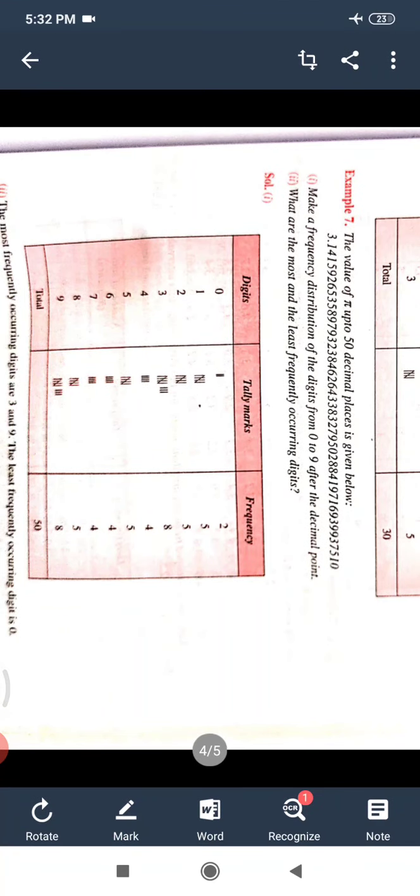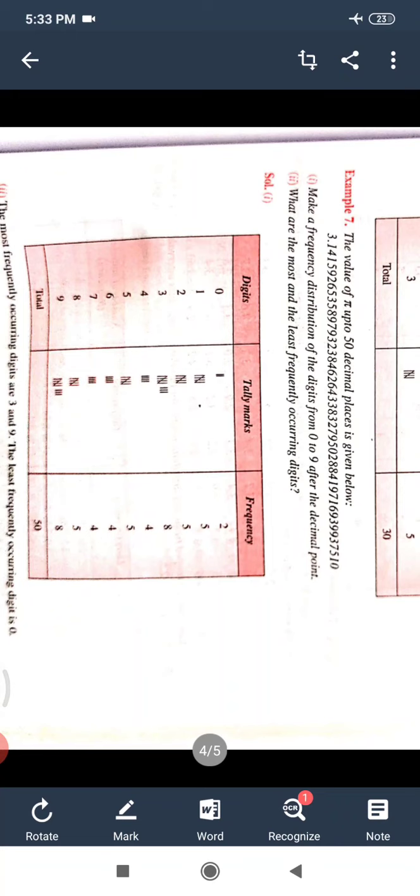Now 0. How many times 0? After the decimal point, calculate 0: 1, 2. 2 times 0. So make 2 tally marks and write down 2. After the decimal, calculate 1. How many times 1? 1, 2, 3, 4 and 5. So make frequency 5. Then after the point, how many times 2? Calculate: 1, 2, 3, 4 and 5.